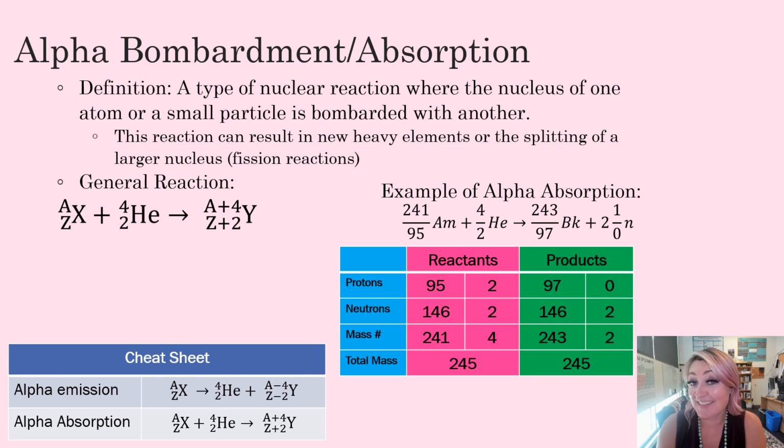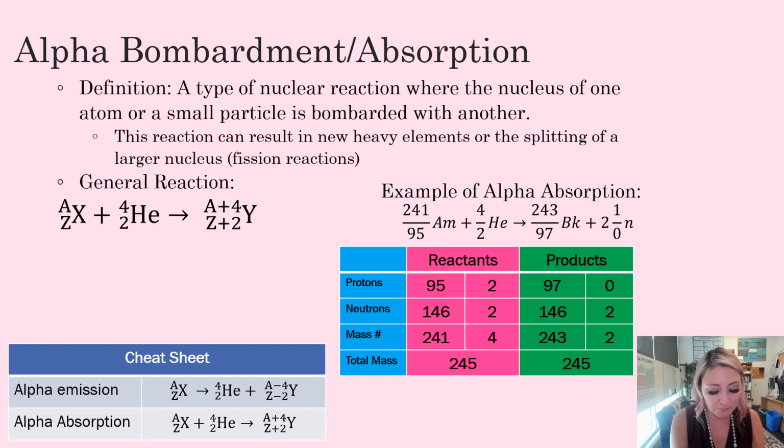Let's take a moment and look at the exact opposite reaction. So instead of losing an alpha particle, we're going to bombard or absorb an alpha particle. And that's exactly what it sounds like. It is a nuclear reaction where the nucleus of one atom or a small particle is bombarded with another. In this case, it's an alpha particle. This can result in new heavy elements, so those having a higher mass than their naturally occurring isotopes, or the splitting of a larger nucleus, which we discussed when we talked about those fission reactions where uranium was bombarded and it split into 2 smaller nuclei.